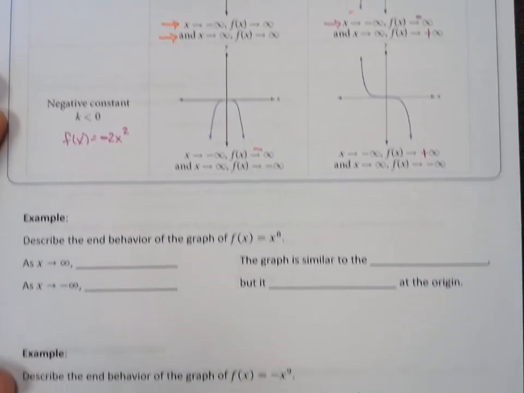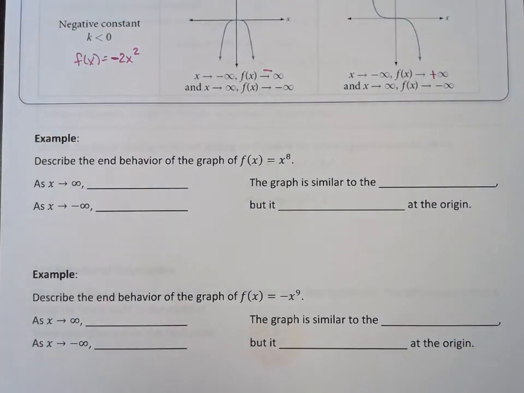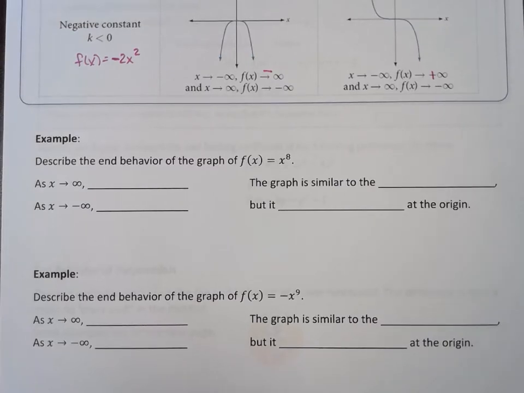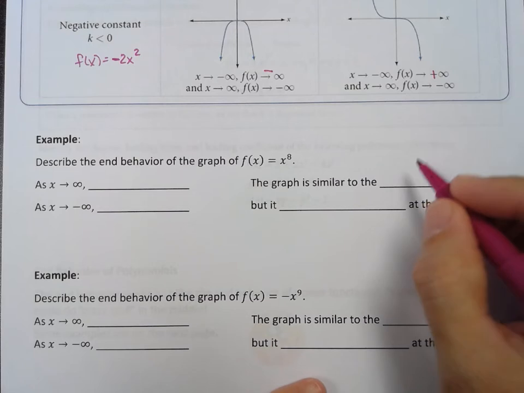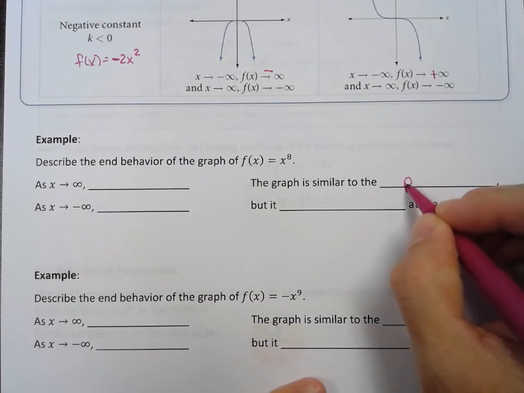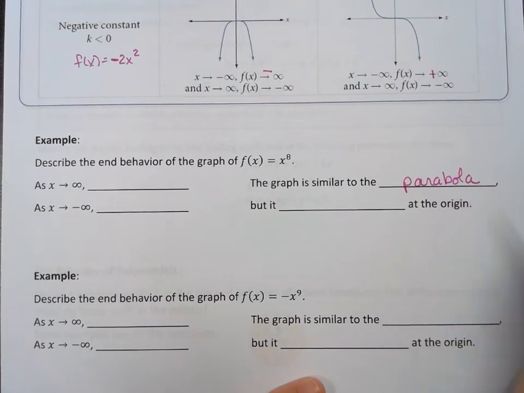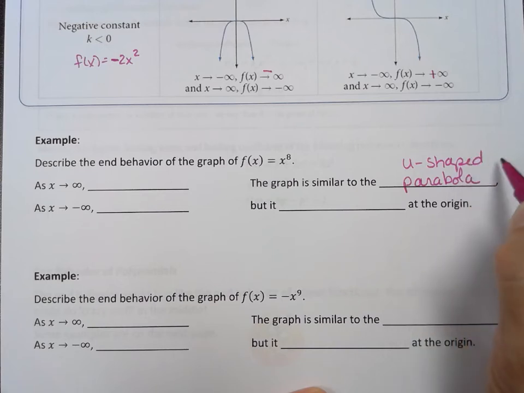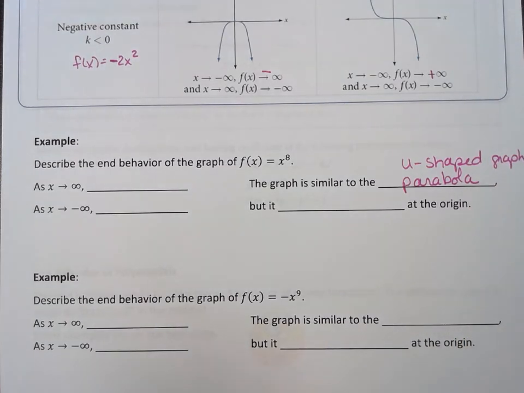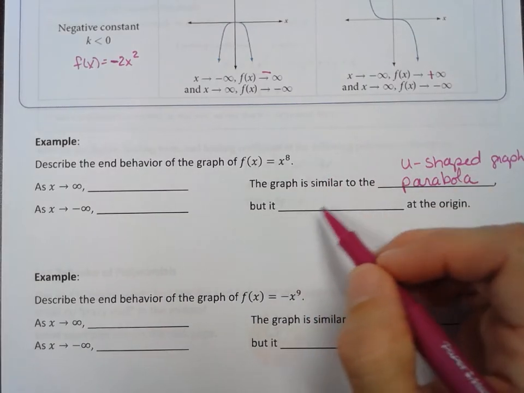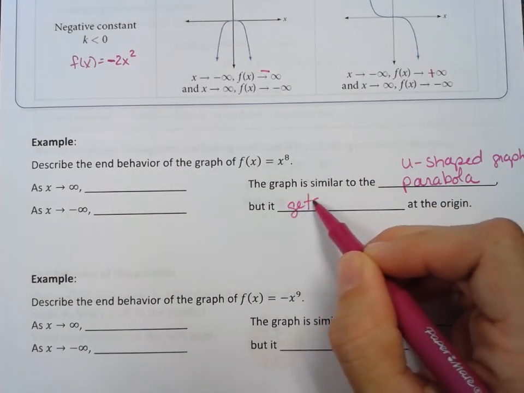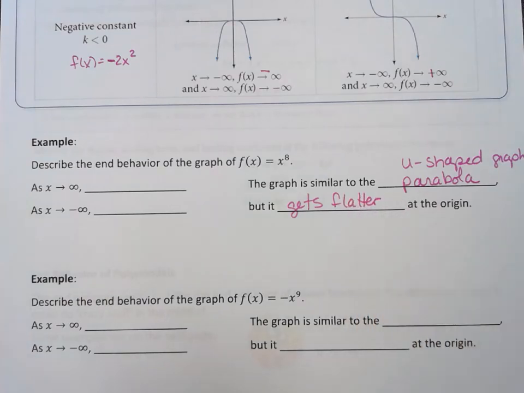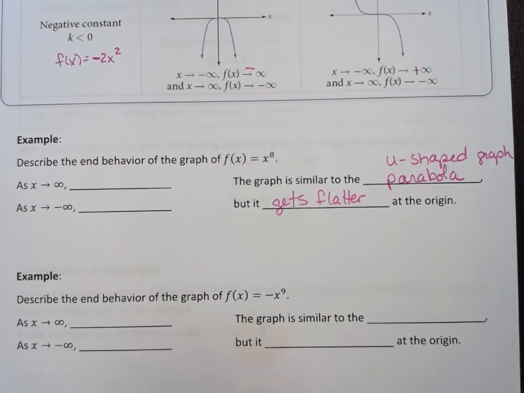So let's look at an example. Describe the end behavior of the graph of f of x is equal to x to the 8th power. Well, x to the 8th power is even. So the graph is similar to the parabola, or the U-shaped graph, but it has what at the origin? It gets a little flatter. Okay, that's how you could describe the middle part, or the whole look of the graph.